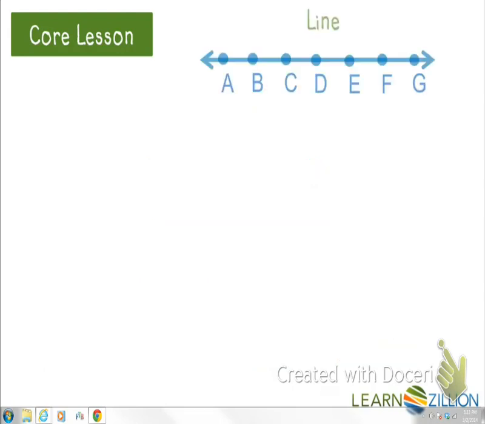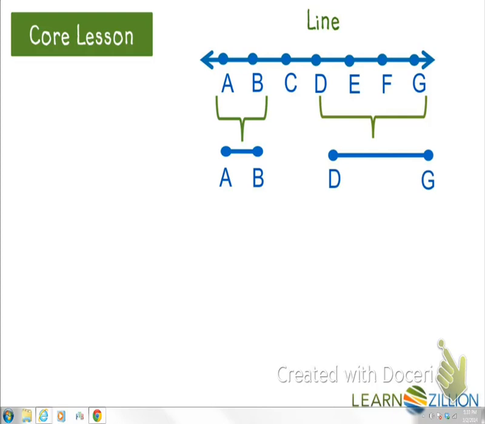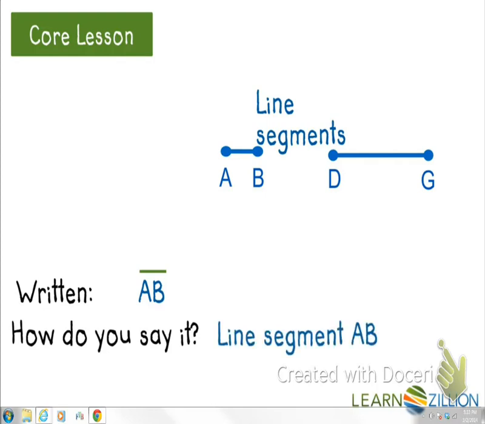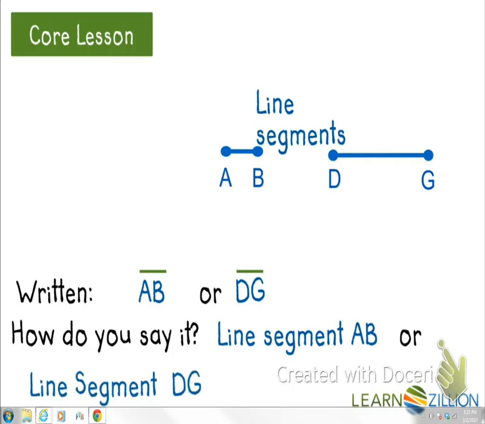Now a line segment is part of a line that is between two endpoints. So here is one line segment, and here is the other line segment. Now the way we would show these line segments using math notation is we would write the letters AB and then a line without arrows because this is a segment of a line, and we would say this is line segment AB. Or we could write for this other line segment DG with the line segment above it and then call it line segment DG.